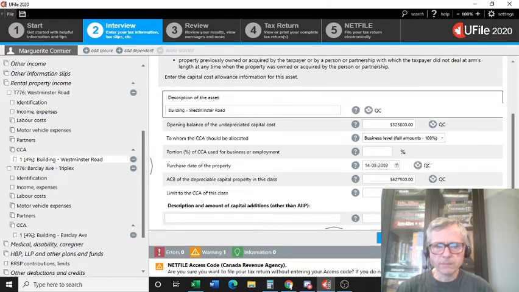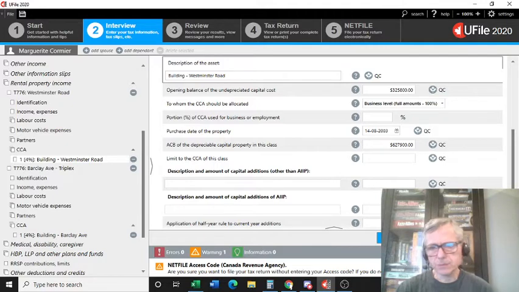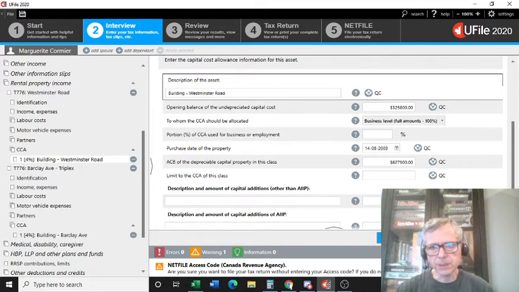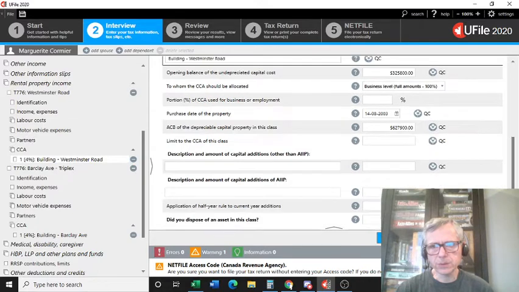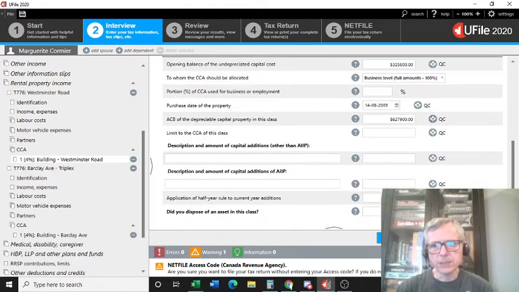Okay, the adjusted cost base, an arbitrary amount that I hypothetically filled out, but here's my opening balance, right? Apply this fully to the rental income, and these are properties solely for rental income. No portion of them is her personal residence, okay? I did not dispose of the asset. The half-year rule does not apply. It would apply in the year of acquisition, and I'm not asking in any manner to limit the CCA of this class.